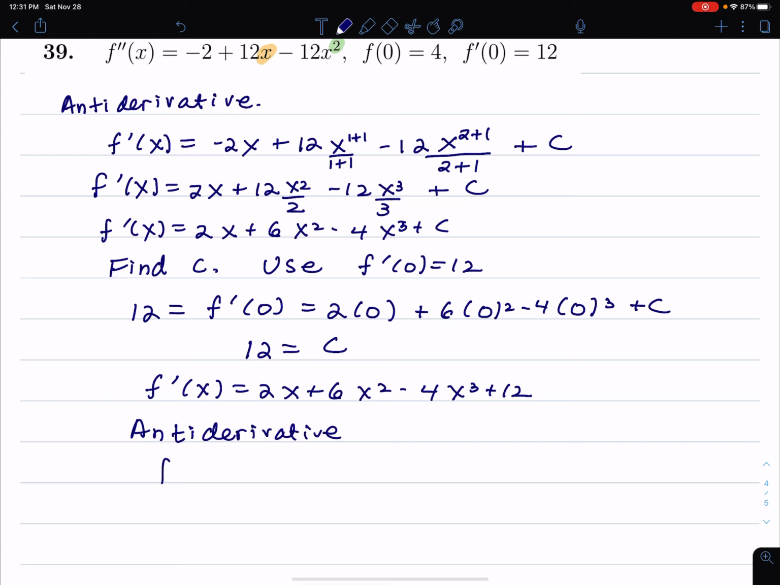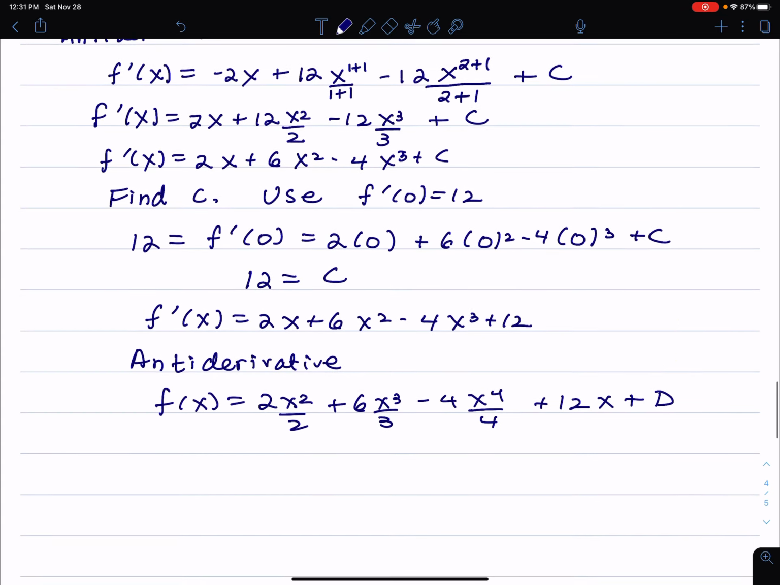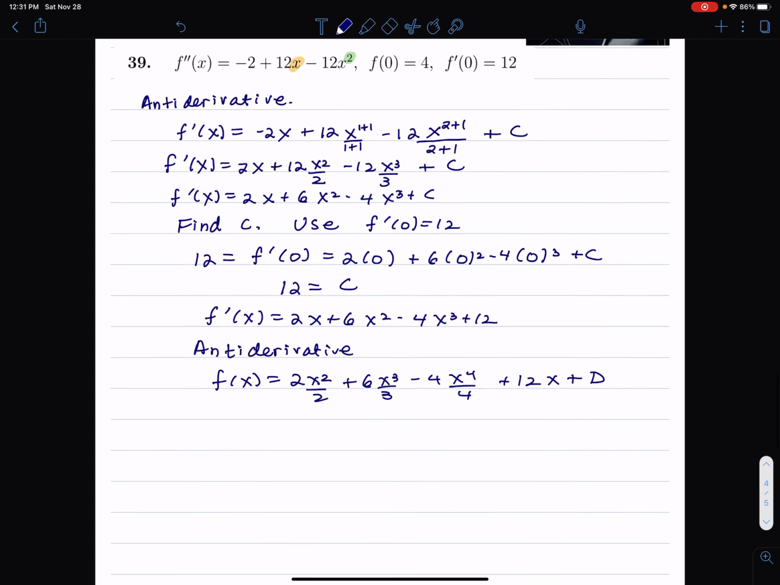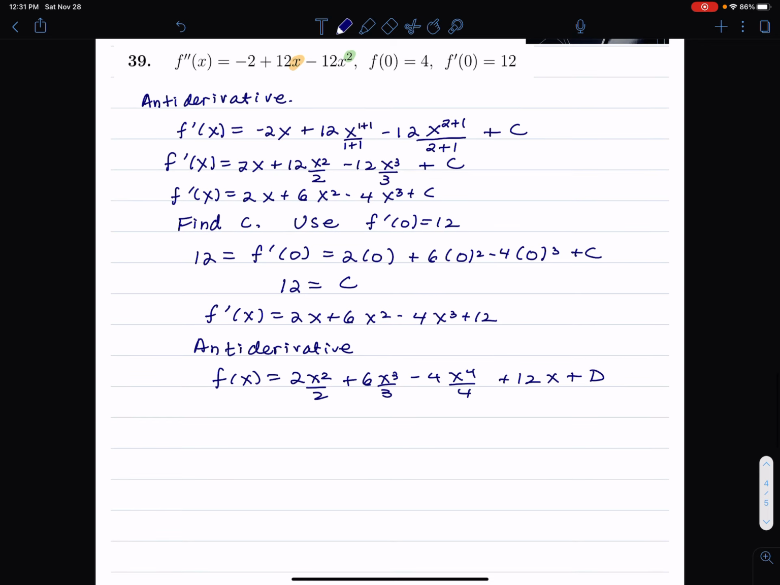So we get f of x equals 2x squared over 2 plus 6x cubed over 3 minus 4x to the 4 over 4 plus 12x. And we shouldn't write c down. We already used c. We should write a different letter, d. Okay, so we don't use the same letter. It wouldn't really make sense. So f of x equals x squared plus 2x cubed minus x to the 4 plus 12x plus d. And we're going to find d.